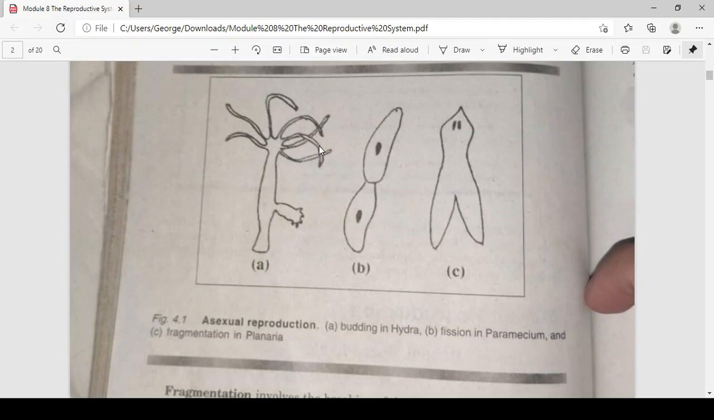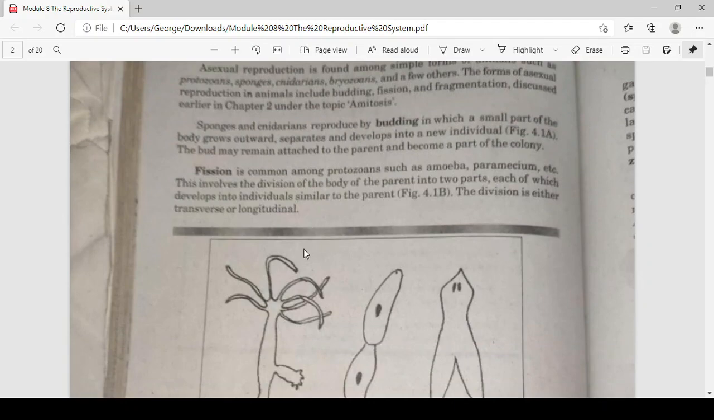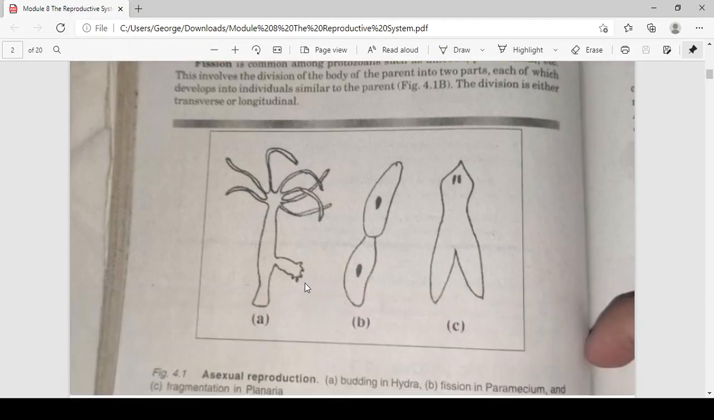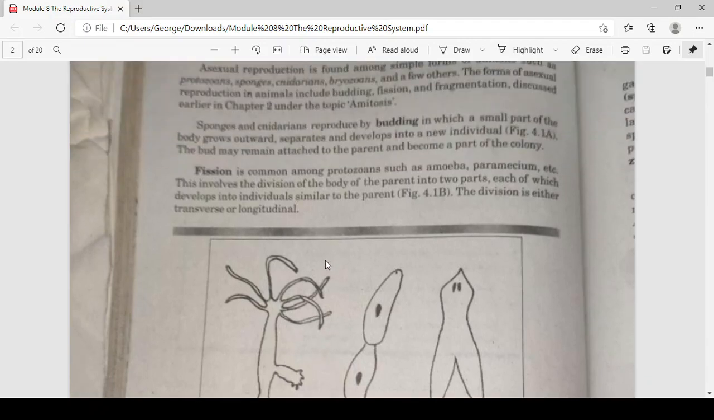So, ang ini, kids, ma-remain sa imong parent. That is now a new organism, nagwa siya outwards, kids. That is a new organism, but it is still a part of the parent, but now a new organism that is budding.